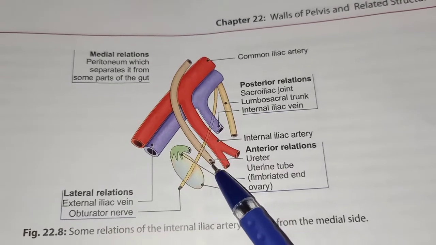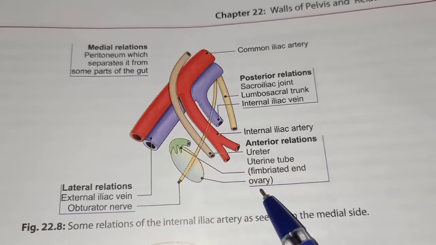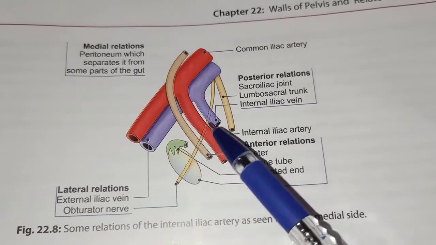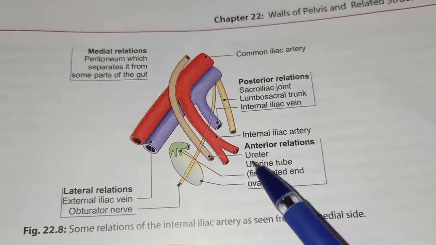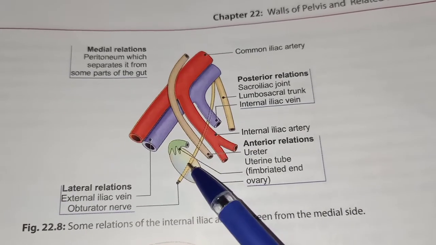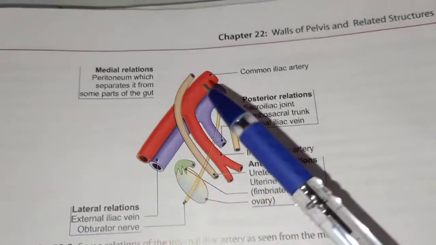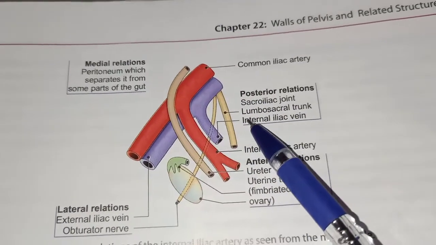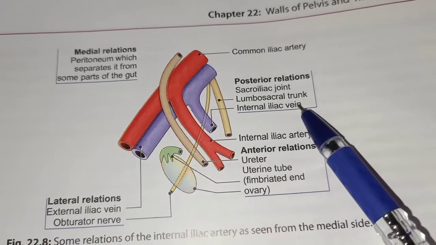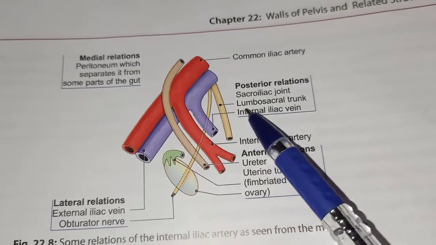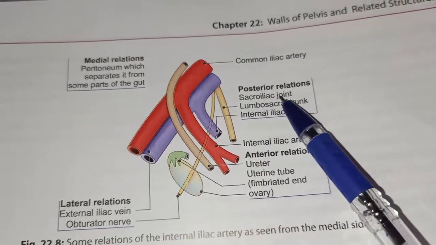Okay, the ureter and the uterine tubes, fimbriated end of ovary. Okay, so the fimbriated end of ovaries, the uterine tubes and the ureters, that forms the anterior relation of the internal iliac artery, anteriorly. Posterior relation is the SI joint, the lumbosacral trunk and the internal iliac vein. Okay, so SI joint, the lumbosacral trunk and the internal iliac vein, it forms the posterior relation.